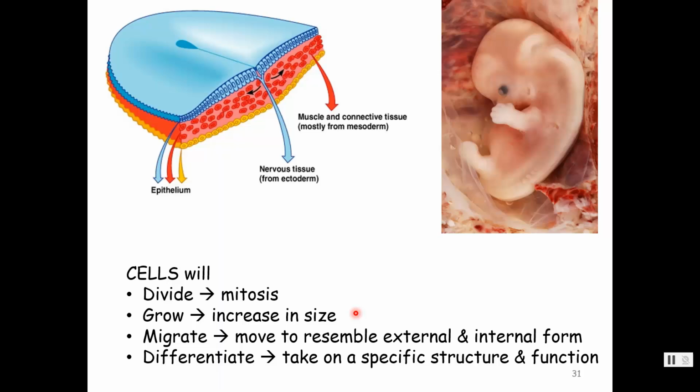The other thing, too, is that we're not a ball. We're not a pancake. We have appendages and things like that. And so the cells are going to migrate. They're actually going to move to resemble the external and internal form of the human body. And they're also going to differentiate. They're going to take on a specific structure and then, of course, a specific function. So we have a whole lot happening throughout the course of pregnancy, but particularly in the embryological period.